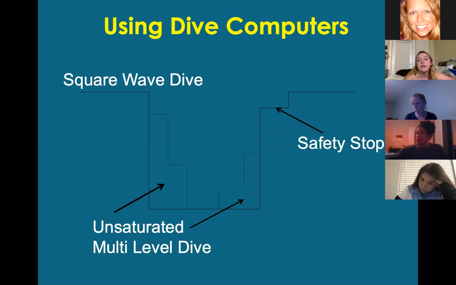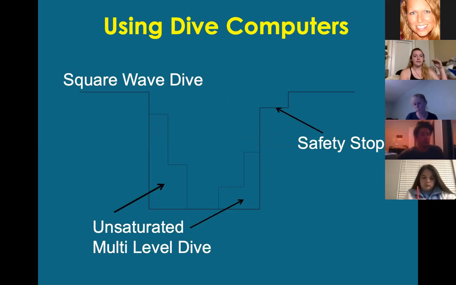Okay, so using dive computers. There's a square wave dive and an unsaturated multi-level dive, and then here's your safety stop. So some computers will calculate all of this for you.